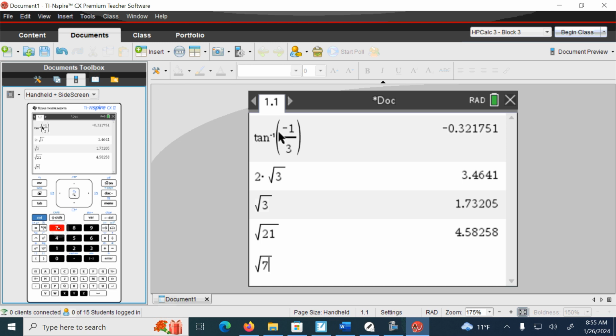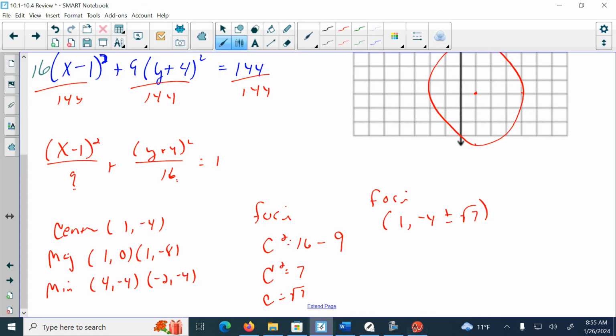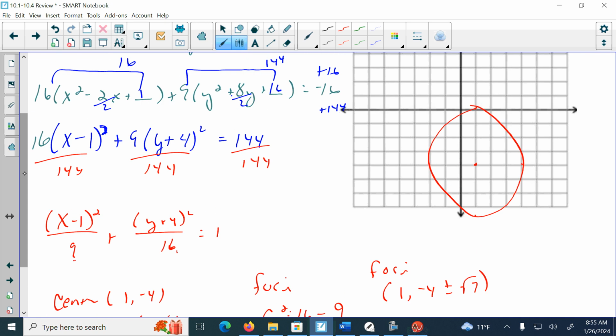Square root of 7, ballpark, is 2.6. So I'm going to add 2.6 to go to my foci. Eccentricity is going to be c, which is the square root of 7 over a, which is 4. And I think I've done it all.